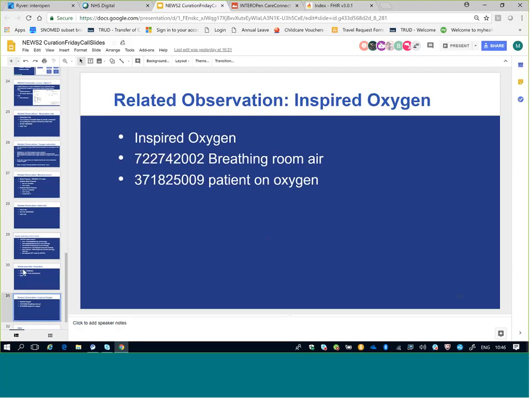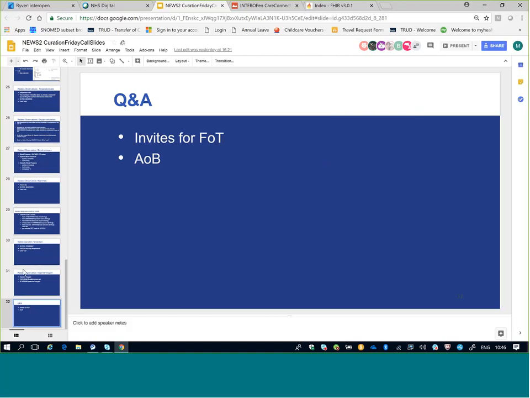Temperature is again straightforward, a code value pair, and we're not adding any further kind of notes to it at the moment. Inspired oxygen, as we discussed, will have two codes: the patient is breathing room air or the patient is on oxygen, and based on that, it will have a score of 0 or 2. That's it, really, in terms of our NEWS2 proposal and design.